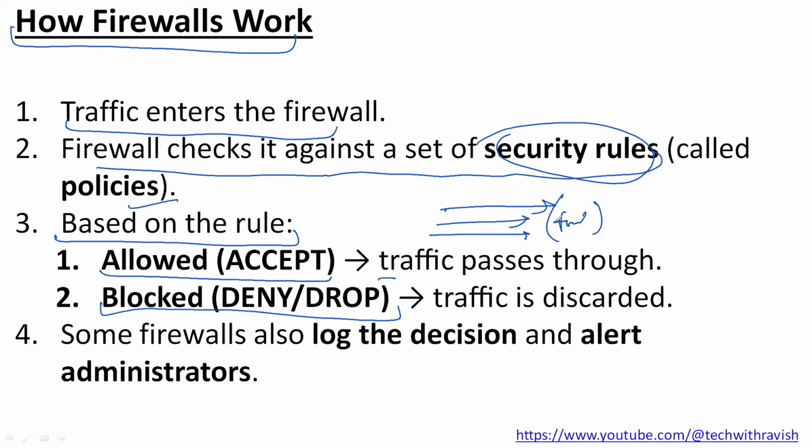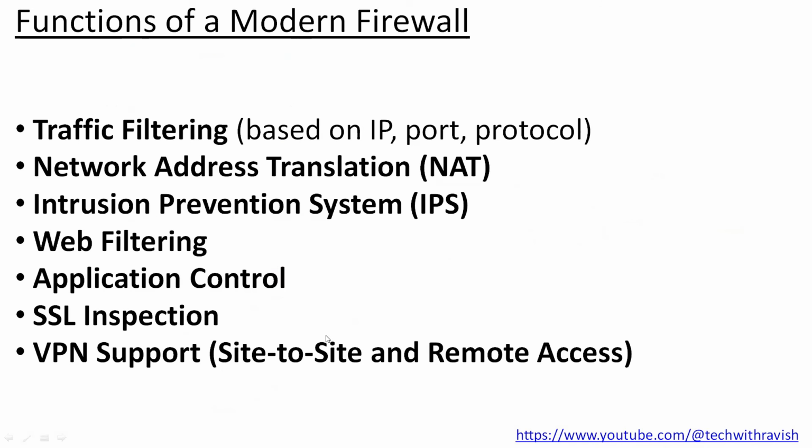This is the FortiGate or Palo Alto firewall. It will block all the unauthorized traffic and filter out only the legitimate traffic. Some firewalls also log the decision and alert the administrator. That means the firewall can alert the administrator by messages or by indicating in the logs that there are some issues going on and some traffic has been blocked. So that is all done by the firewalls.